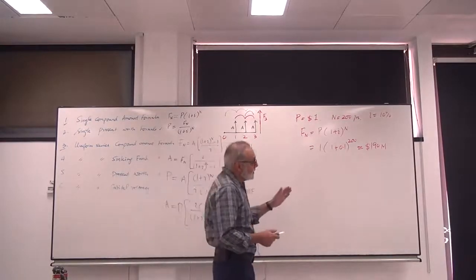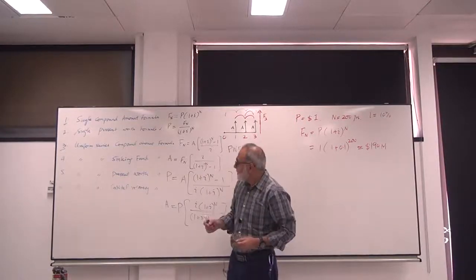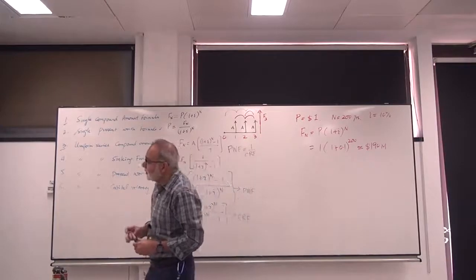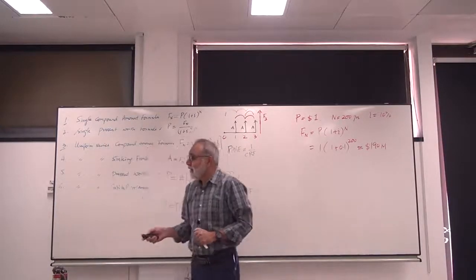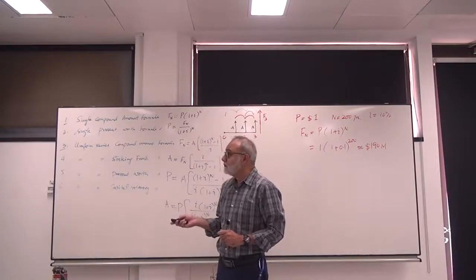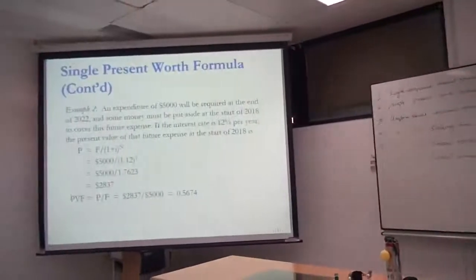So you can see that this riba keeps increasing, like a compounding effect is there. Now we will continue with example number 2 on the single present worth formula.